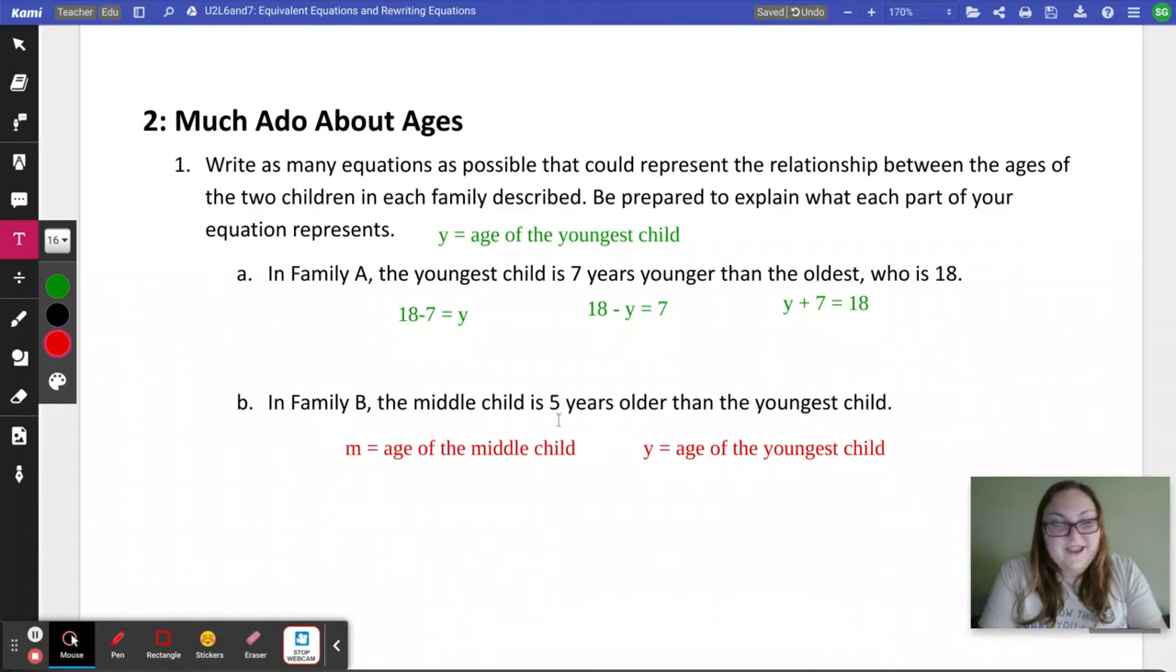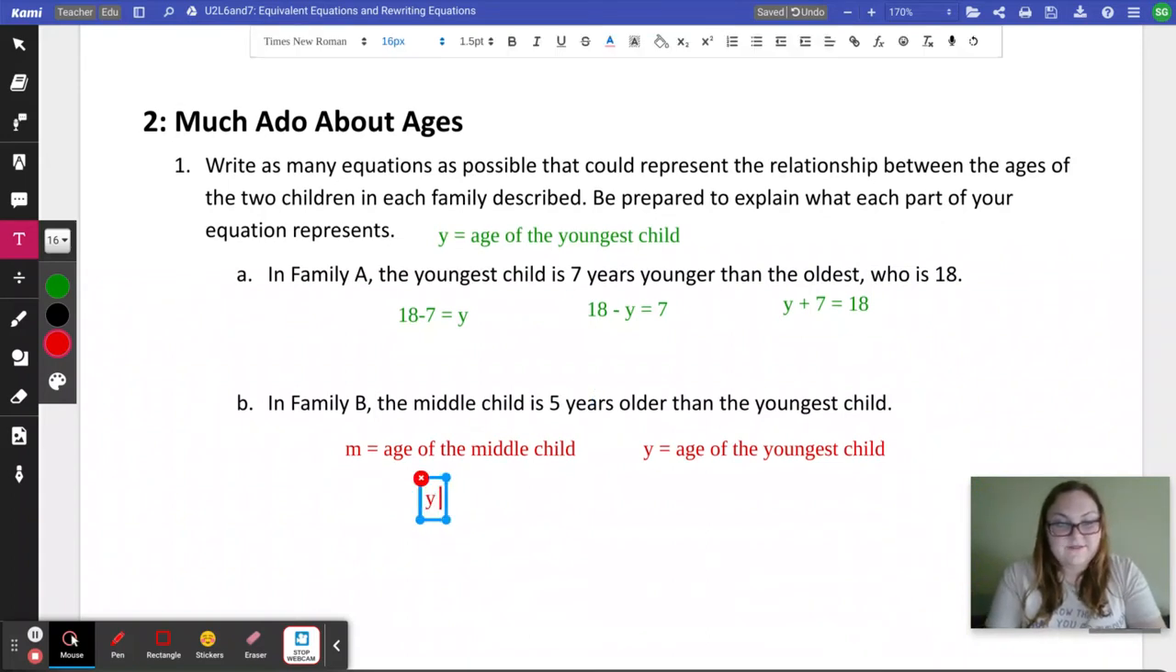This time we are talking about a middle child being 5 years older than the youngest child. So maybe your equation started off with addition. We could say whatever our youngest child is, we need to add 5 years to them to equal that middle child. Now with these equations that have more than one variable, sometimes it's hard to know if the equation you've written is correct. Above, we were able to actually find the solution for that situation. We were able to figure out that that youngest child was 11 years old.